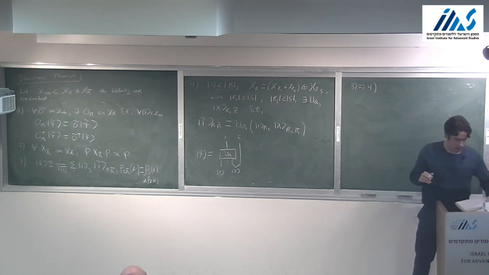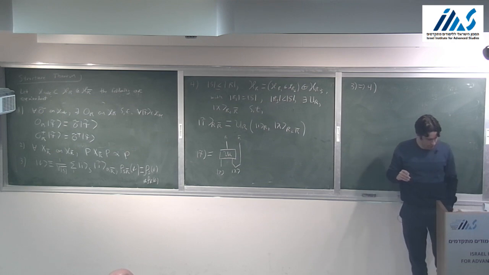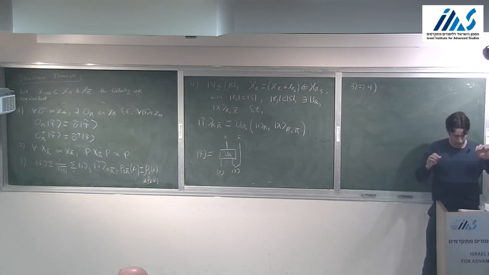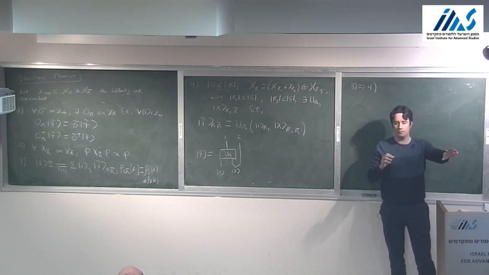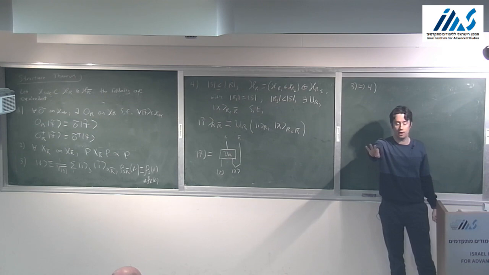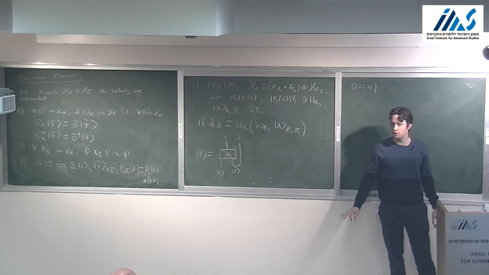The claim is that if you look at the reduced density matrix of any pure state on A, and the reduced density matrix of the same pure state on B, those density matrices have the same non-zero eigenvalues. So that follows from something called the Schmidt decomposition.